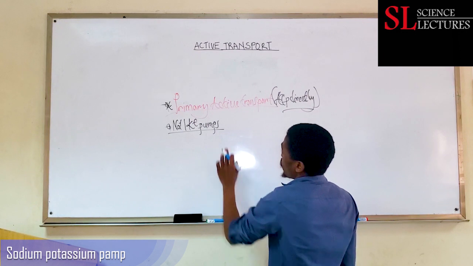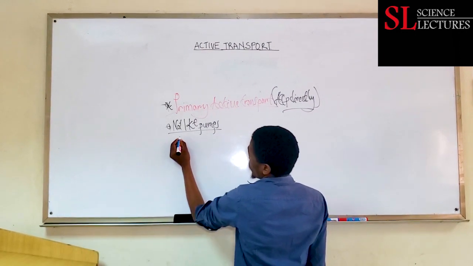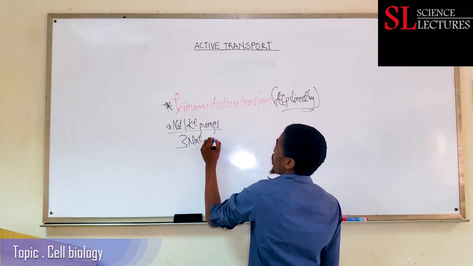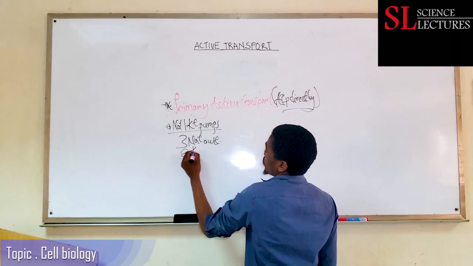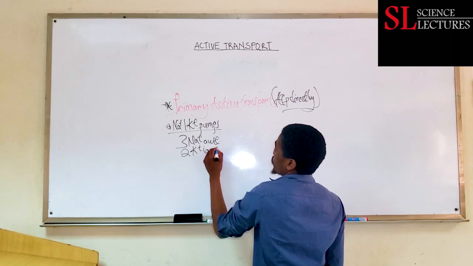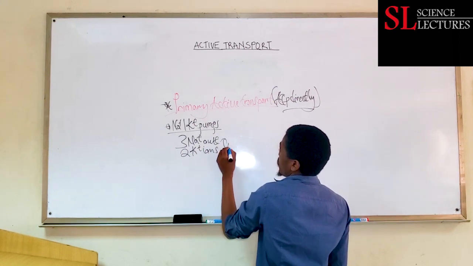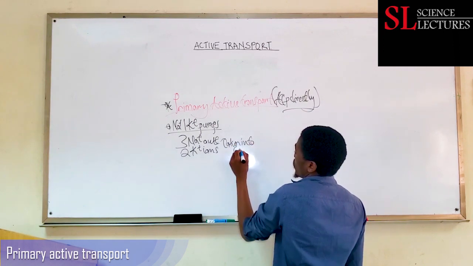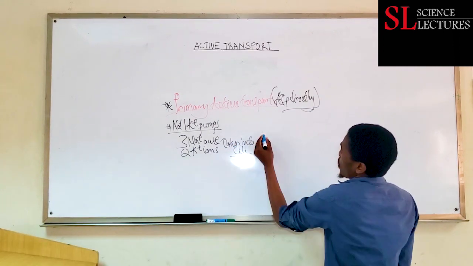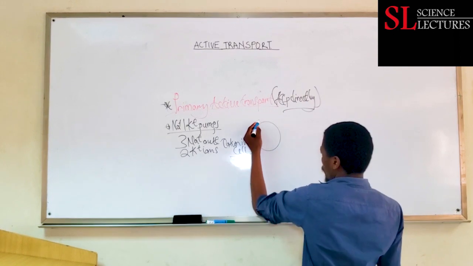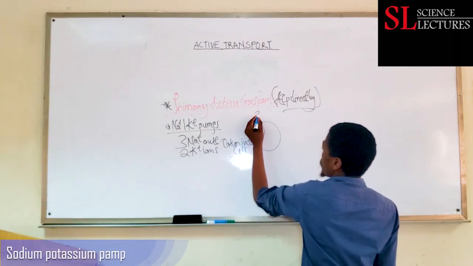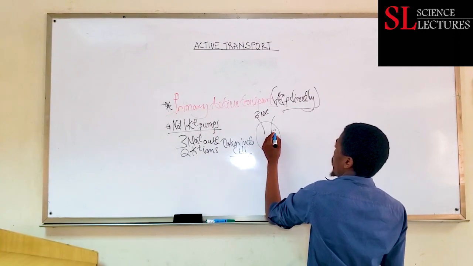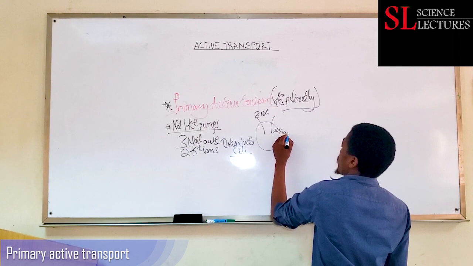So how does this pump work? The pump makes sure that 3 sodium ions are pumped out for every 2 potassium ions taken into the cell. So that is how the pump works. In other words, if this is the cell, this pump will make sure that 3 sodium ions go outside the cell for every 2 potassium ions taken up into the cell.